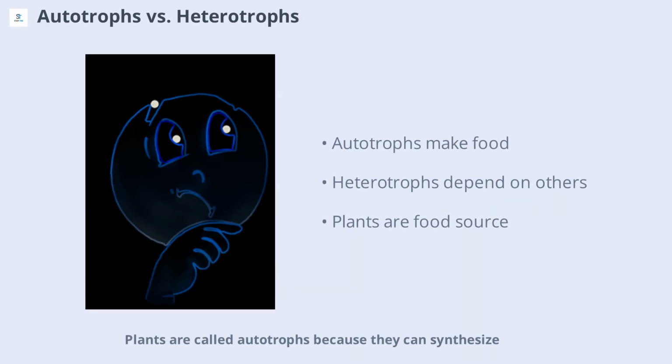Plants are called autotrophs because they can synthesize food from simple substances like carbon dioxide and water. This is in contrast to animals and most other organisms, which are called heterotrophs because they must obtain food from other sources. Humans and animals either eat plants directly or consume animals that have eaten plants. This means that, directly or indirectly, all animals depend on plants for their survival. Understanding this relationship helps us appreciate the vital role plants play in sustaining life on Earth.